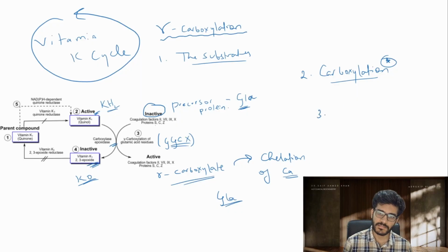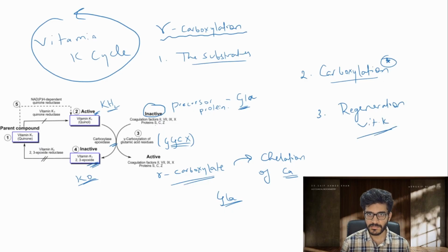The third step is regeneration of vitamin K. This is the recycling step. The oxidized vitamin K epoxide must be recycled back to the active form for the cycle to continue. So this is a two-step reduction process. Step A is epoxide to quinone. Vitamin K epoxide reductase is the main player here. It reduces KO back to vitamin K. This enzyme is the primary target of the anticoagulant drug warfarin.